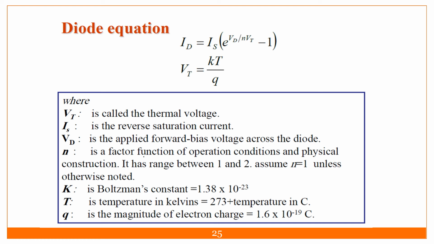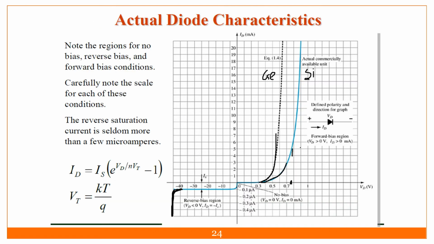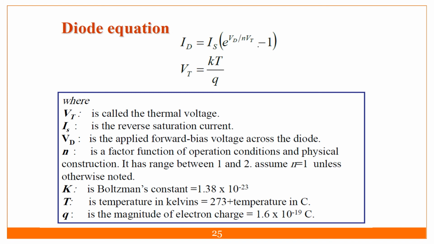n is the ideality factor. Normally its range is between 1 and 2. Normally we are taking it as the value one. So the graph is exponentially increasing. We are taking e raised to Vd by nVt, with the value of n equal to 1.